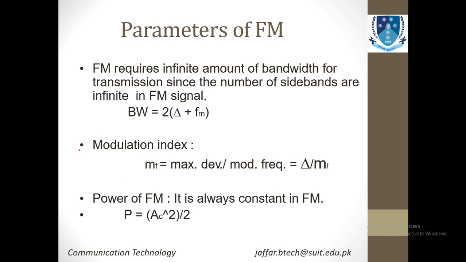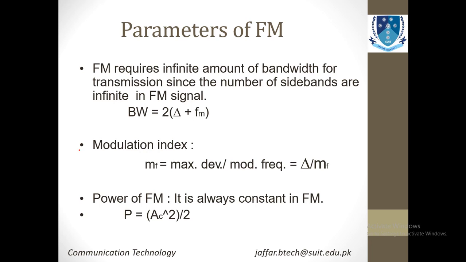So let's talk about the parameters of FM. FM requires an infinite amount of bandwidth for transmission, since the number of sidebands is infinite. So you will have to justify a limit on the sidebands, but it is not possible to remove the requirement of infinite bandwidth, because the sidebands are infinite. So you have to place a bracket, a stopping point, or a limiting factor to cater to that problem.